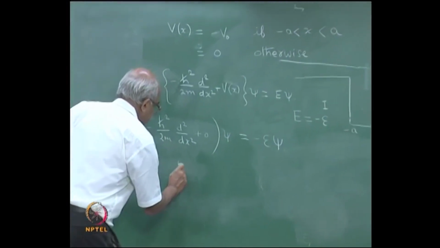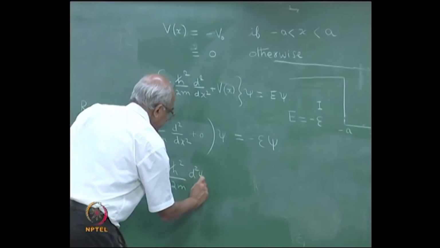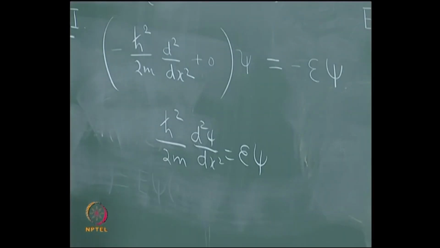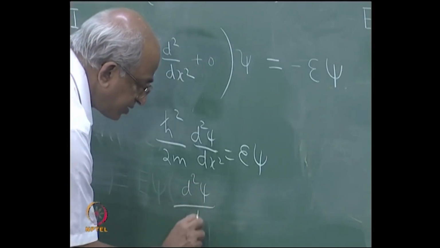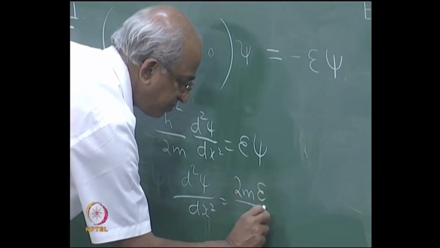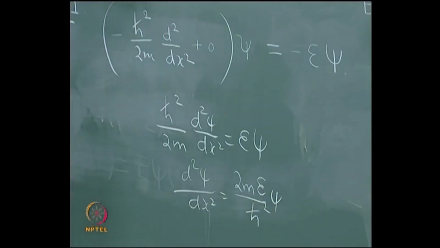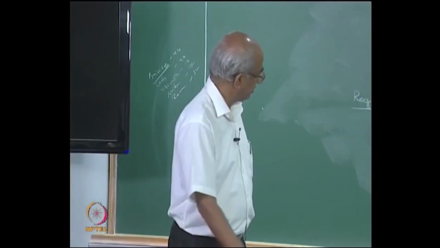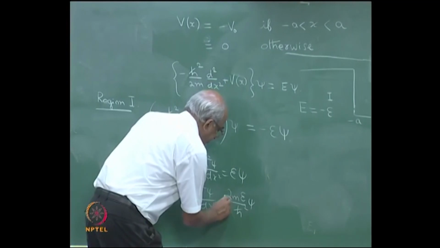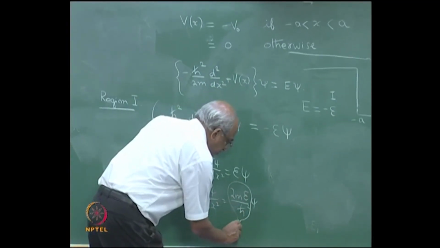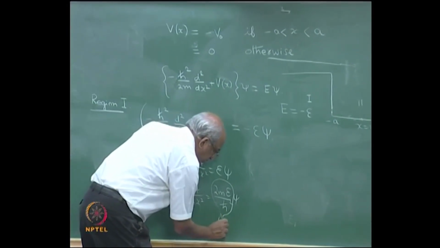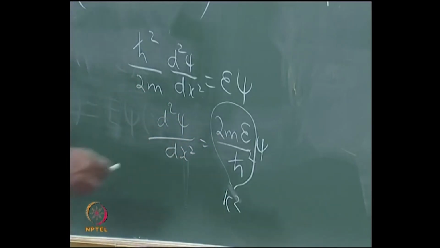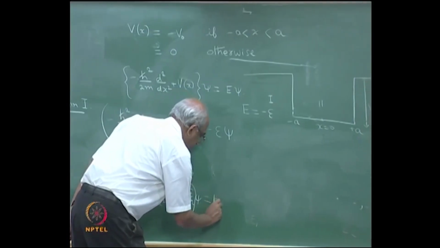And what this effectively means is h cross square by 2m d square psi by dx square is equal to epsilon psi, where epsilon, remember, is a positive number. Or you can rearrange this and write d square psi by dx square is equal to 2m epsilon divided by h cross square psi. Epsilon is a constant because it is related to the total energy of the particle. And at this point, as usual, we do not want to be writing this object again and again, it is very inconvenient. So, introduce something which I may refer to as kappa, such that kappa square is equal to 2m epsilon by h cross square. So, therefore, d square psi by dx square is equal to kappa square psi.